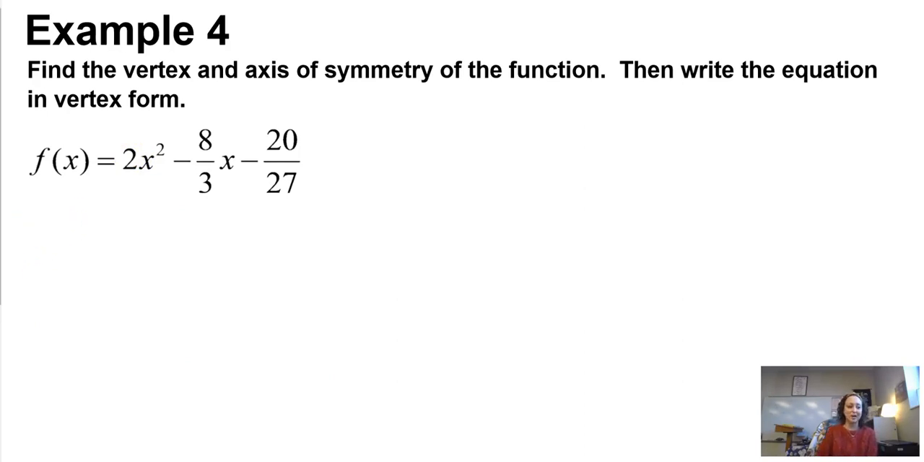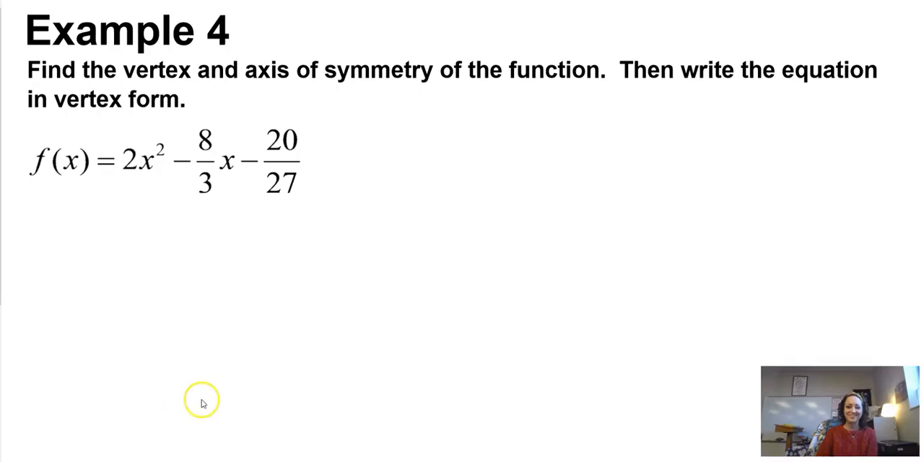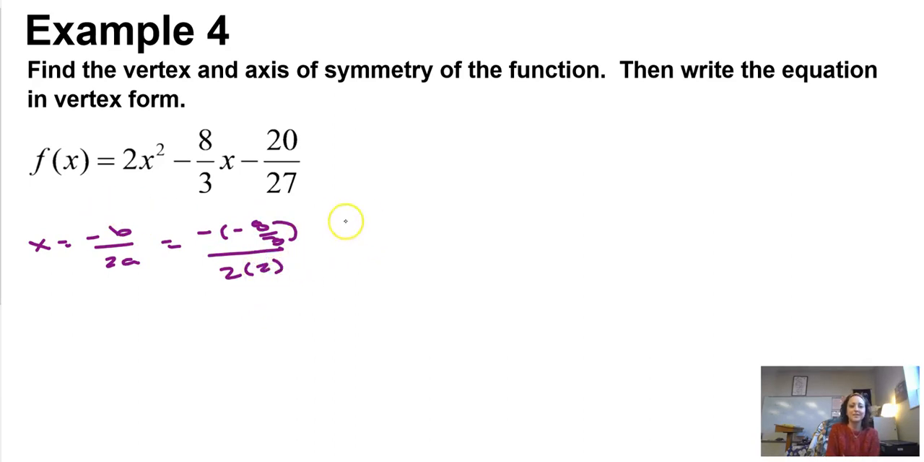So let's go from our previous formula right here. Let's find negative b over 2a first, and that's going to be the x value of my vertex, which is also going to be the axis of symmetry, right? So, okay, let's write our formula, negative b over 2a. All right, b is what? b is negative 8/3, so I'm going to have negative, and then negative 8 over 3, all over 2 times a, and what is a? a is 2.